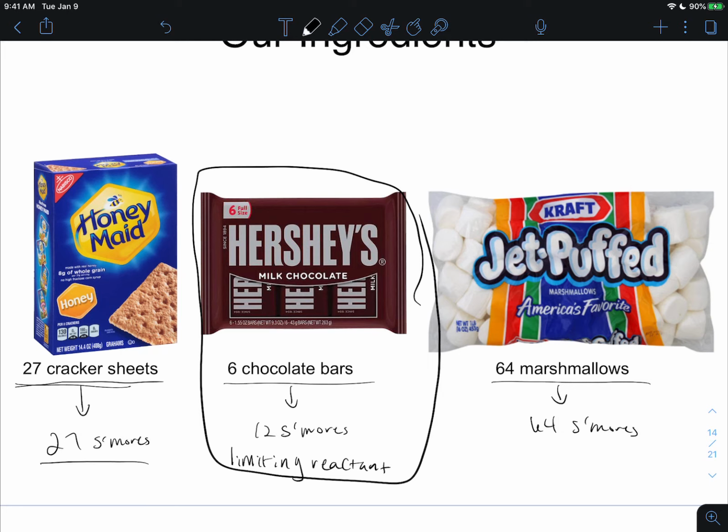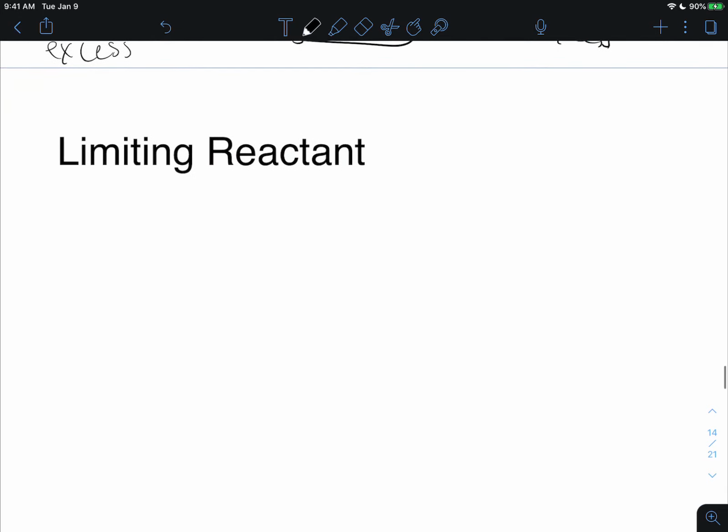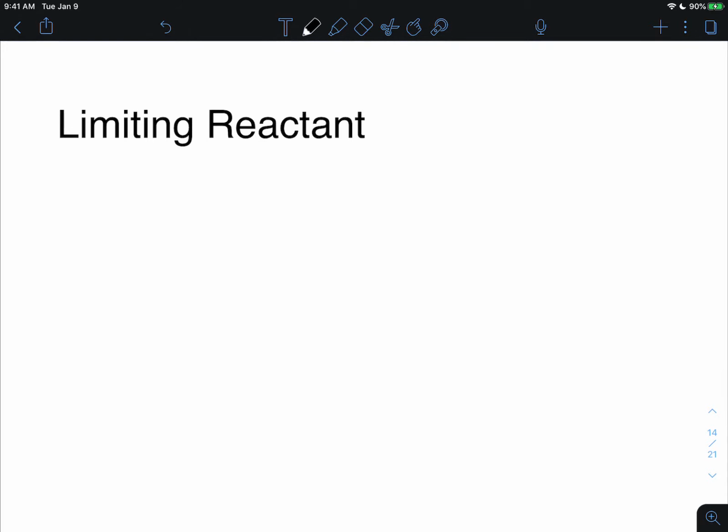Okay, so these 2 are in excess. And we can determine how much excess we have by subtracting out how many we use to make these 12 s'mores, and then everything else would be considered excess. Now, this is a very simple example using delicious, tasty s'mores, but we can apply the same thing to a chemical reaction. When we talk about a chemical reaction, we're not always going to have the right amounts of our reactants.